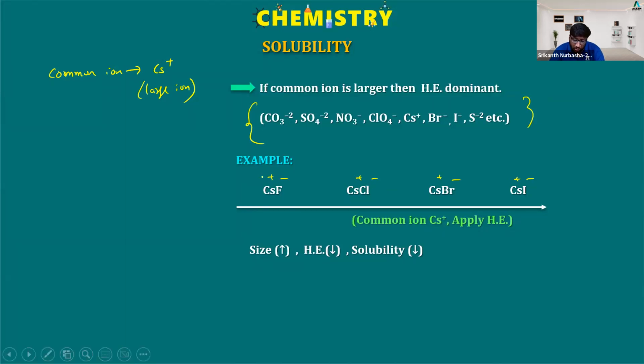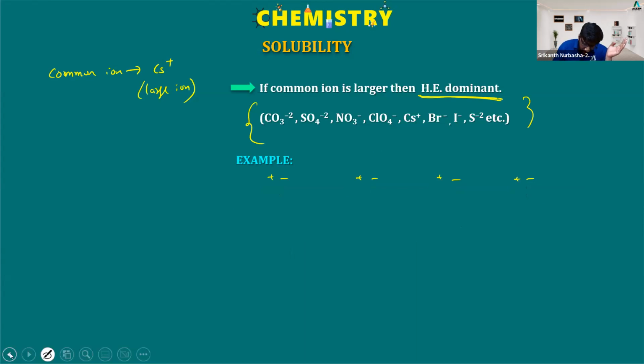If you remove the common ion, with respect to the other ion, what happens? Size is increasing. Size increasing means what happens to hydration enthalpy? It decreases. Hydration enthalpy decreasing means what happens to solubility? Solubility is going to decrease because hydration enthalpy is the dominant factor if the common ion is the larger ion. Everyone got this or not? If the common ion is a larger ion, hydration enthalpy is dominant. If the common ion is a smaller ion, then only lattice energy is dominant.